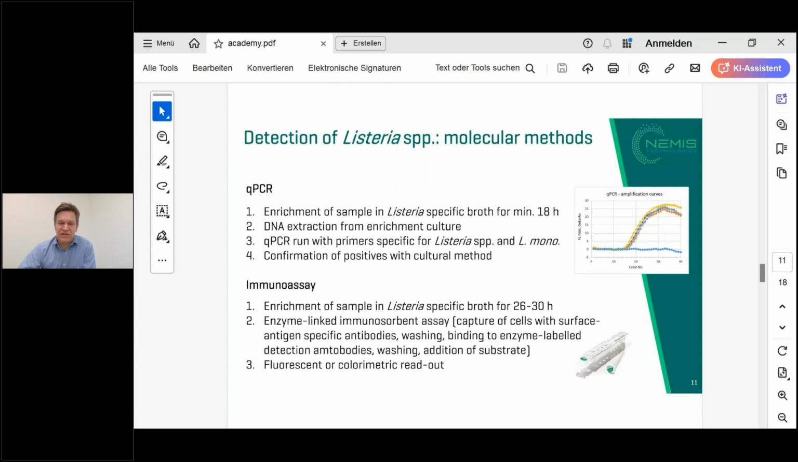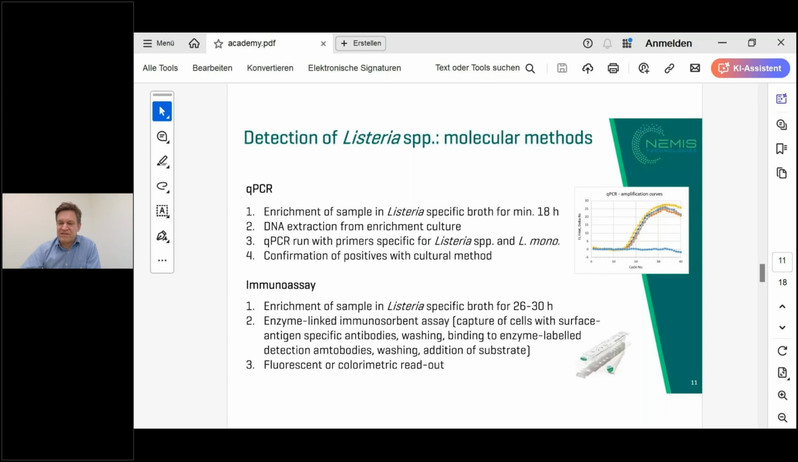I want to briefly mention the multiple methods for Listeria spp detection. A very often used method is qPCR, or real-time PCR, as it's also called. Here you also need to do an enrichment, usually 18 but also up to 30 hours, with a Listeria-specific broth. Then there's a DNA extraction step from this enrichment culture, followed by a qPCR run where you have specific primers for either Listeria spp or L. mono.